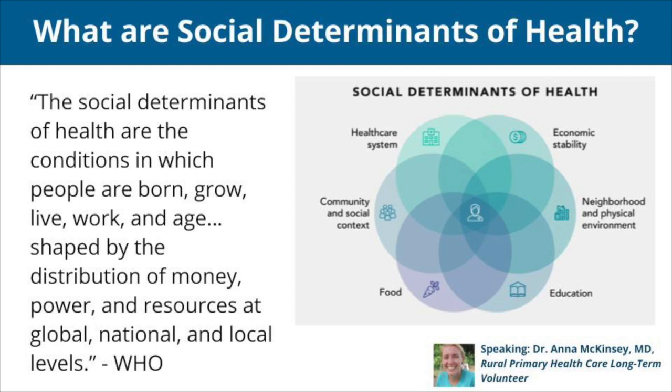One of the definitions of social determinants of health that I really love was written by the WHO. As you can imagine, this is a huge, wide-spanning topic and concept, so there are many different ways that people define it, but I like this one in particular. It reads, "The social determinants of health are the conditions in which people are born, grow, live, work, and age, shaped by the distribution of money, power, and resources at global, national, and local levels."